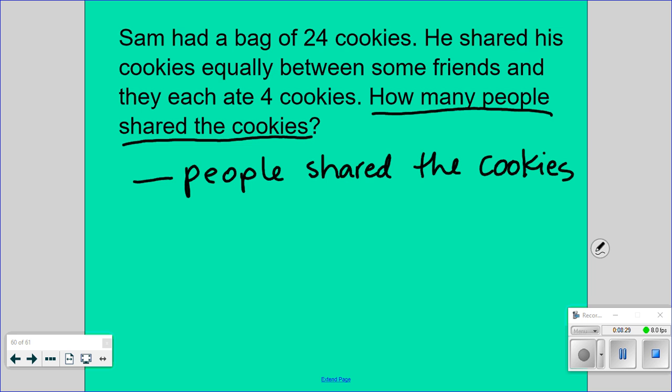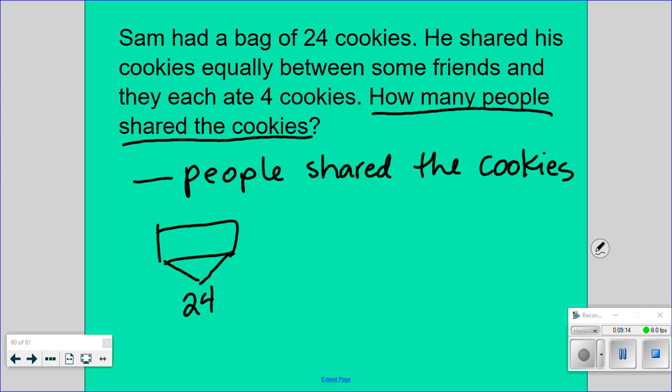How many cookies are they sharing in this problem? Sean? They are not sharing 4 cookies. They are sharing 24. So on my bar model, I know that they have 24 cookies. That's my total. Was he getting any more cookies? No. 24 and that was it. But I needed to share those cookies with 4 people.